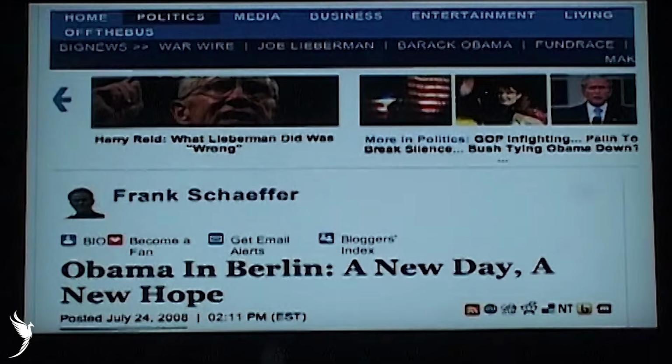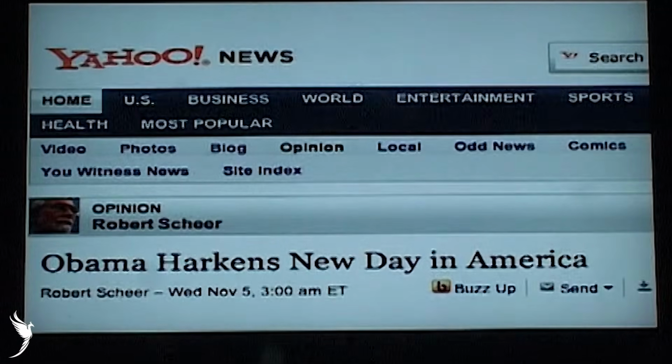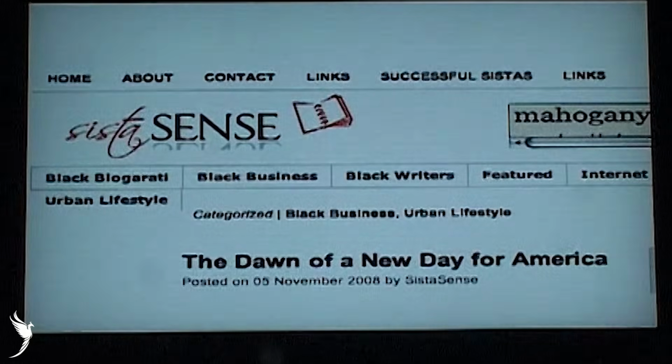Communist Party is ecstatic over the 2008 election results. Voice of Marxism announced hard work is just beginning. Obama in Berlin, a new day and a new hope. Barack Obama, a new day is dawning. I don't know if you're getting the point of where we're going and who we are today in America, but we are a full-blown communist, Marxist, Leninist state.